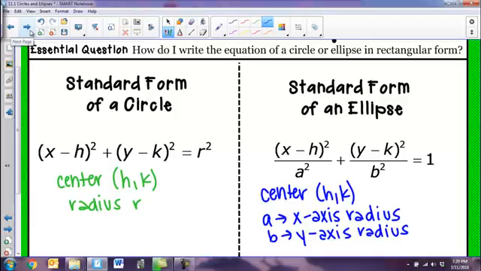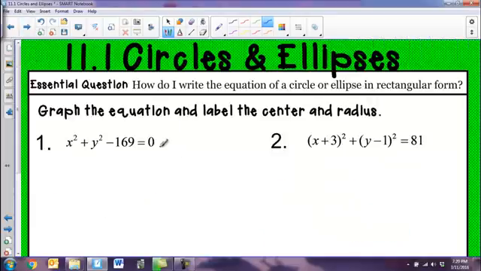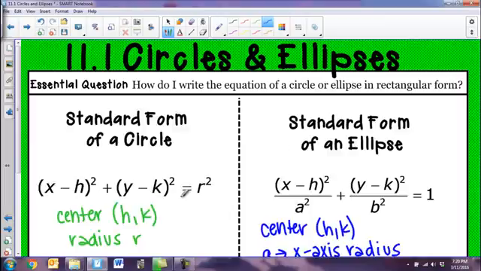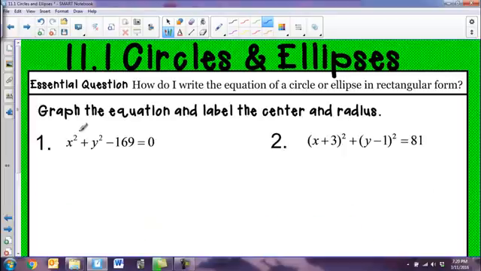So let's first start with a circle. It says graph the equation and label the center and the radius. So the first thing I see here is x squared plus y squared minus 169 equals 0. Now the thing about the general form that we saw before is that it didn't have equals 0, it said equals r squared. So you have to make sure you move everything over so you have x and y by itself. So I could add 169 to both sides. And now this looks like the standard form equation that I saw before.